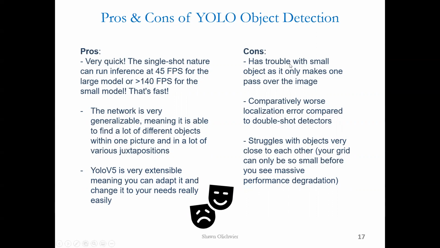The cons, right? It's not quite as good as the double shot detectors, in that sometimes it can overlook very small objects. That may be the case with the traffic lights that we saw earlier. Maybe they were just a little too small in its pass. That goes to the comparatively worse localization error compared to double shot detectors, because we're only making that one pass and taking the best of those bounding boxes. We're not necessarily honing in on that object first and then detecting it. The comparison of the mAP scores is slightly worse than double shot detectors. But again, we're trading a little bit of that for speed.